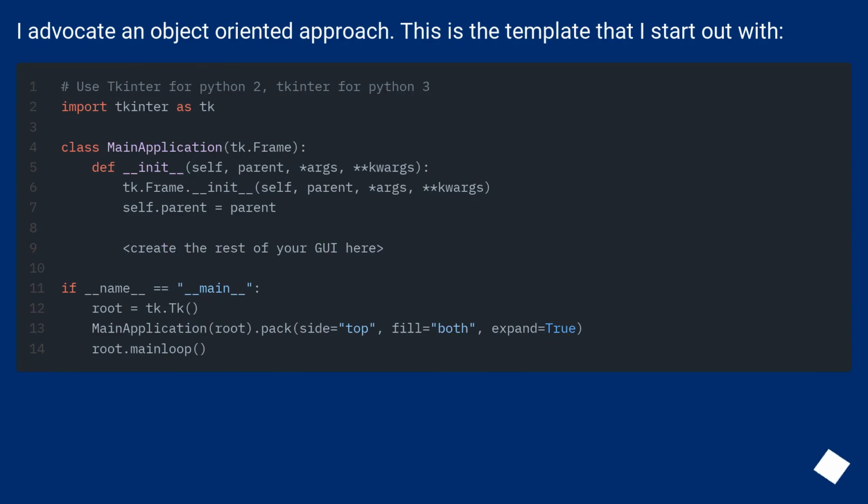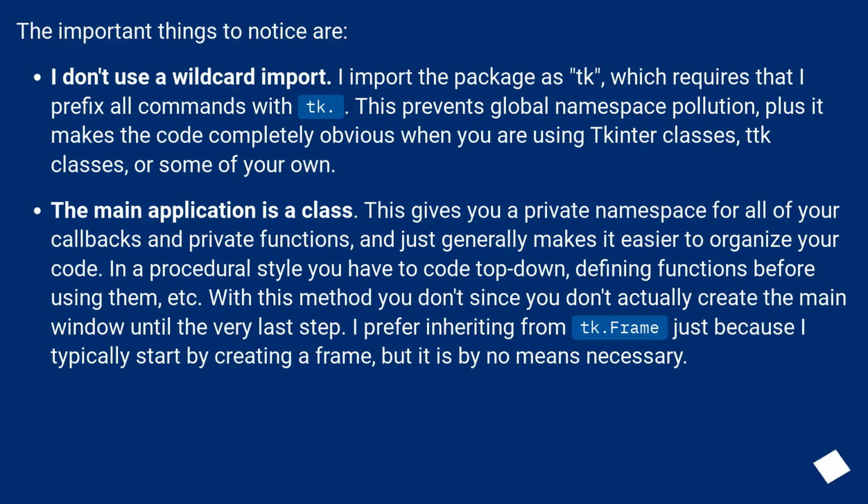I advocate an object-oriented approach. This is the template that I start out with. The important things to notice are: I don't use a wildcard import. I import the package as tk, which requires that I prefix all commands with tk. This prevents global namespace pollution, plus it makes the code completely obvious when you are using tkinter classes, ttk classes, or some of your own.